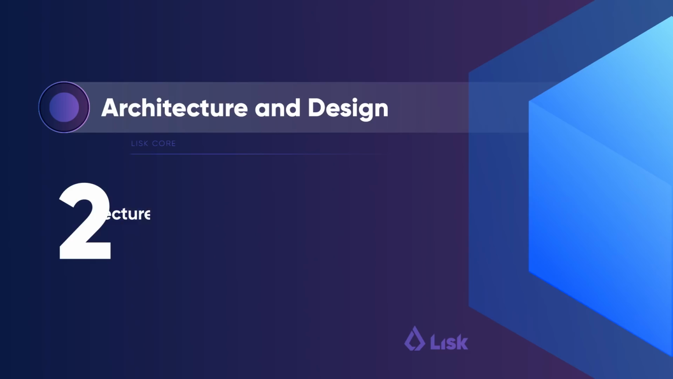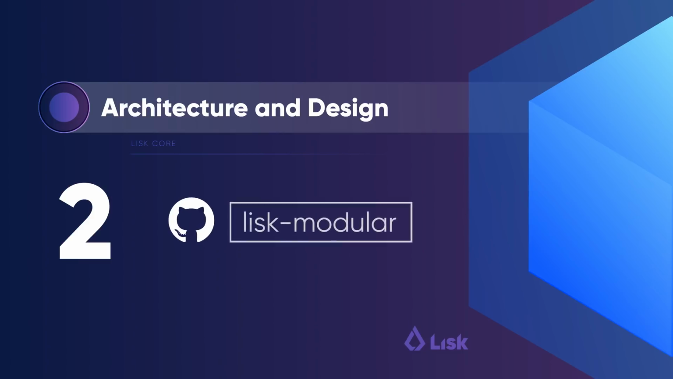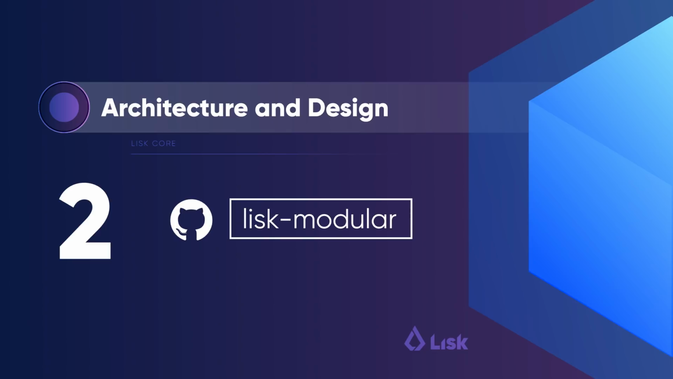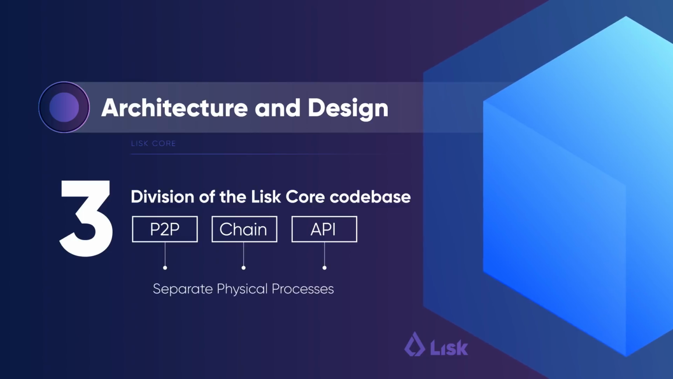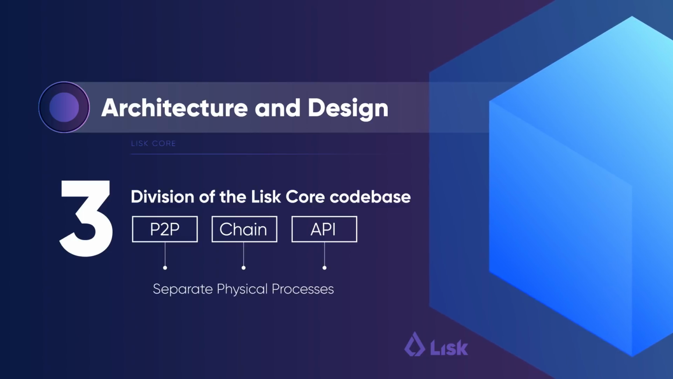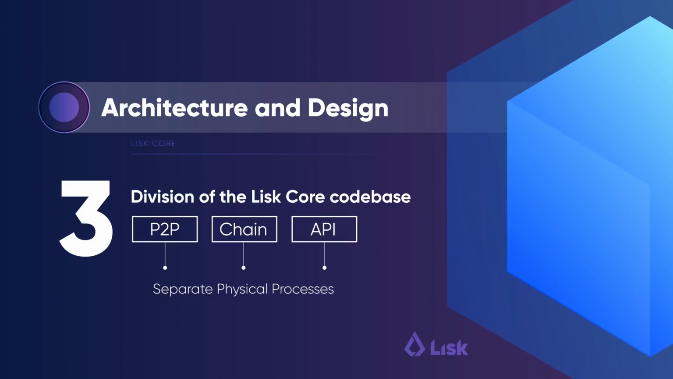Phase 2 will assemble the modular architecture into the Lisk Core repository. The modular architecture is currently being finished and tested on a separate GitHub repository, Lisk Modular. Phase 3 covers the division of Lisk Core repository into 3 separate modules: peer-to-peer, chain and API. Each of those can run on a separate physical process, which should improve the overall node performance significantly during a time when the network is full of transactions.